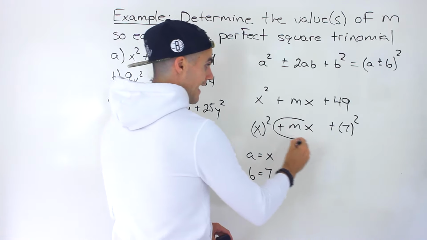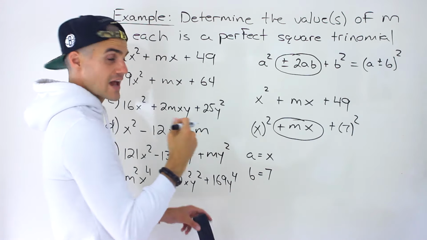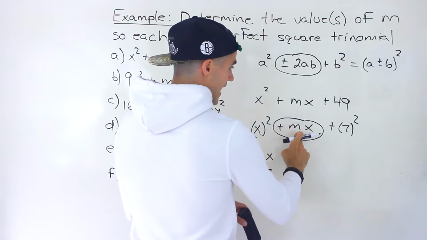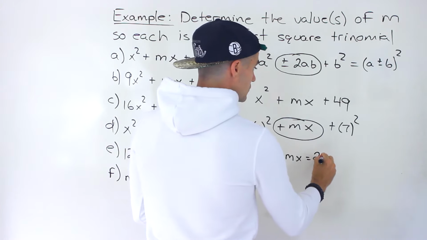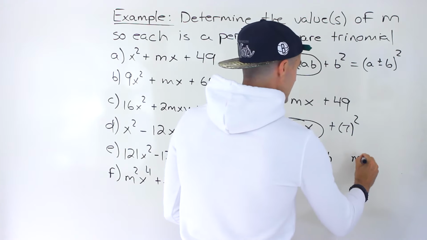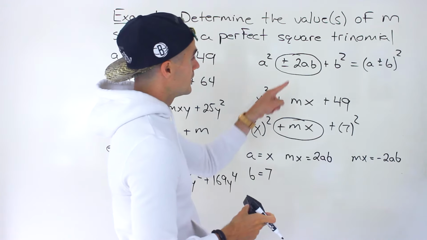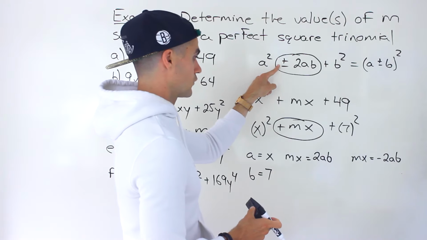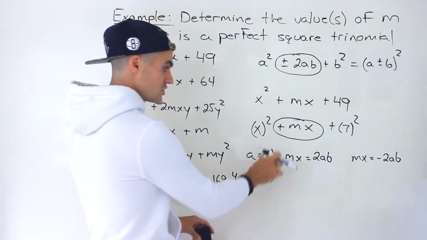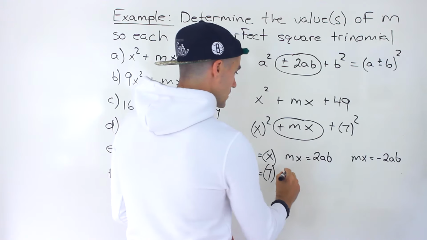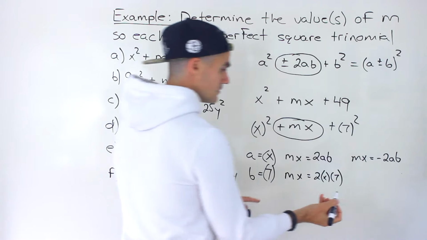And then we have this plus mx right here. Now this mx, it's equal to that portion right there. So there's actually going to be multiple solutions for this. So this mx, this middle portion, has to either equal positive 2ab or mx has to equal negative 2ab. Right? That's where the potential multiple solutions can come in because there's a plus or minus over here. And notice that we have the a value, we have the b value. So we could just take those, plug them in here into that general formula.